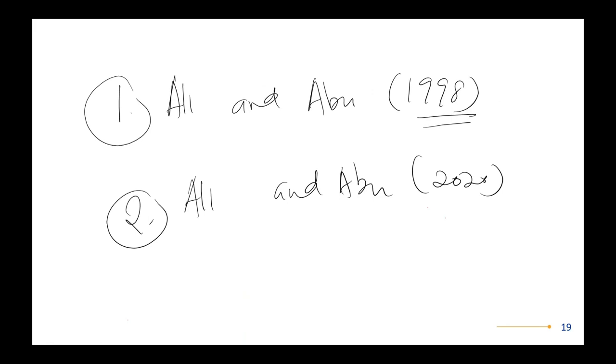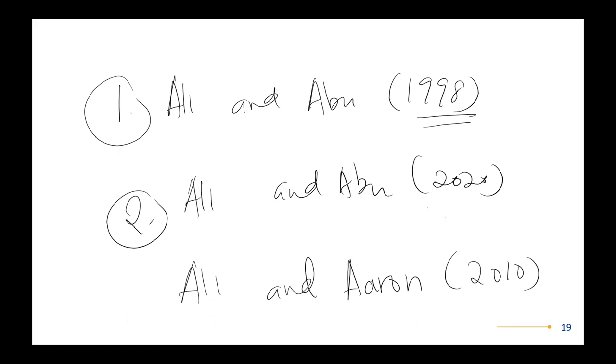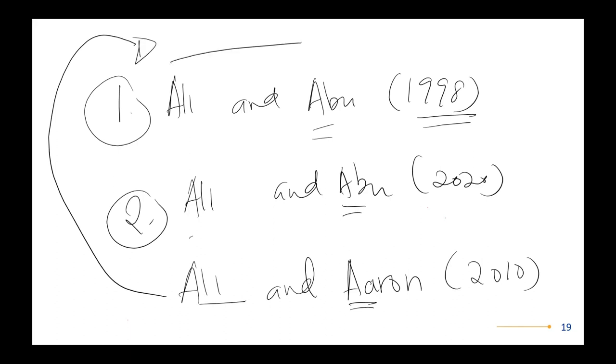But if it's a different name, let's say Ali, another one is Ali and Aaron. Let's say this is 2010, right? Notice that this one is Ali and then Aaron is AA, this is AB, then this one will go up in your list in the senarai rujukan nanti. Tapi dalam senarai rujukan, of course, you have to follow the format lah. This is not the right format. I'm just showing you the sequence of the names. All right.